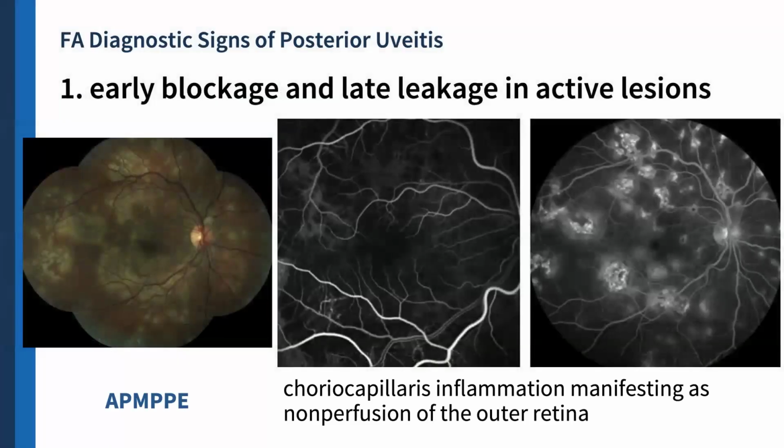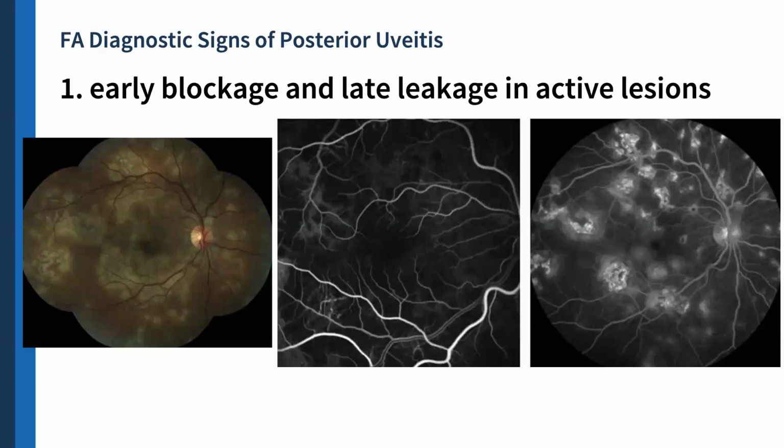But what sets ocular inflammation apart? The first pattern that is fairly unique in patients with ocular inflammation, and when you start reading about these entities, this comes up always, is early blockage, or some books would say early hypofluorescence and late leakage in active lesions. That pattern, early hypo and late hyper, recurs in many ocular inflammatory etiologies. But the reason why there is early hypo and late hyper differs between etiologies.